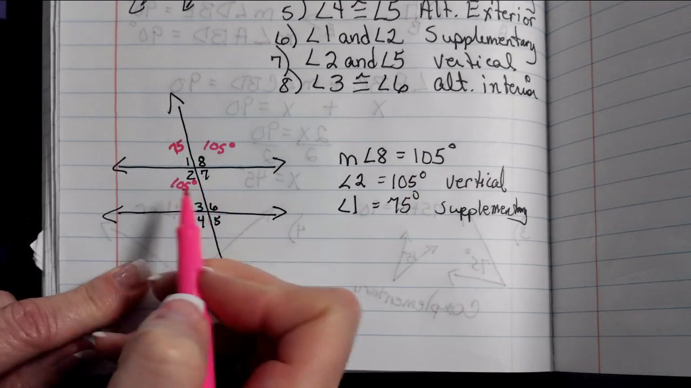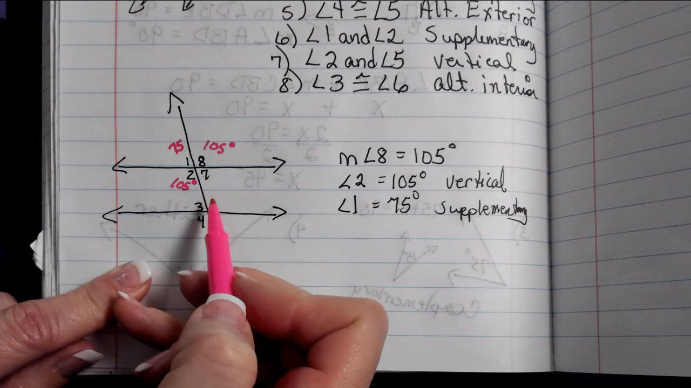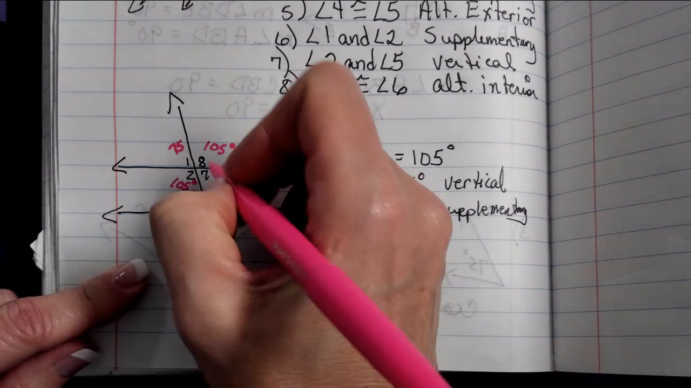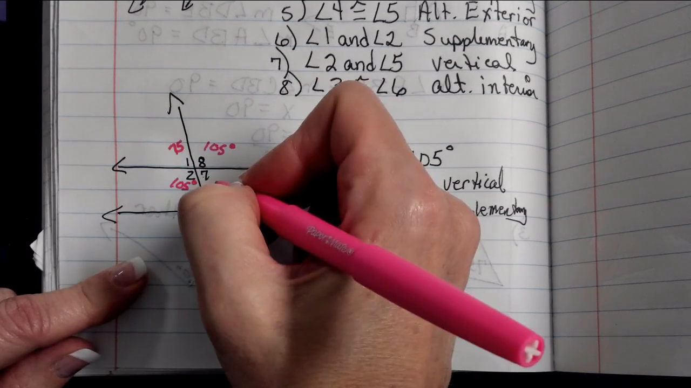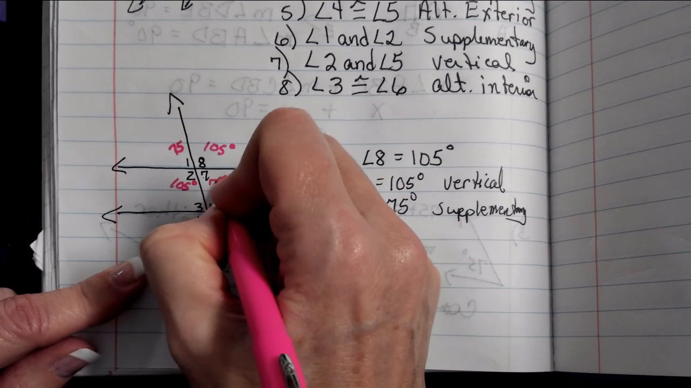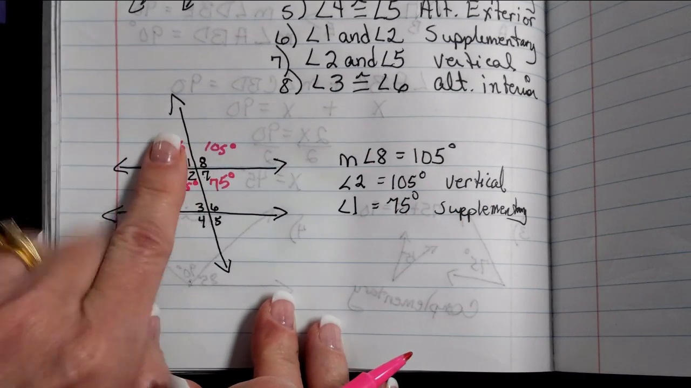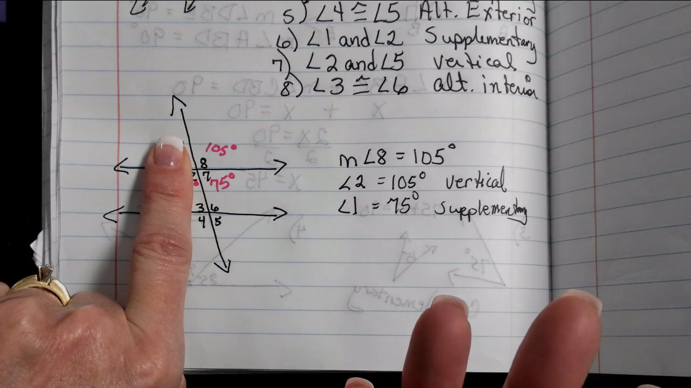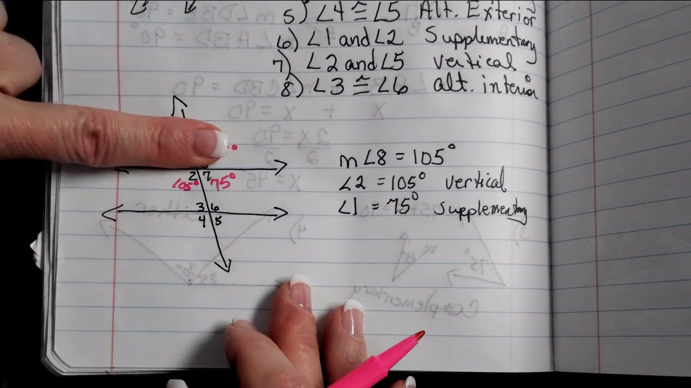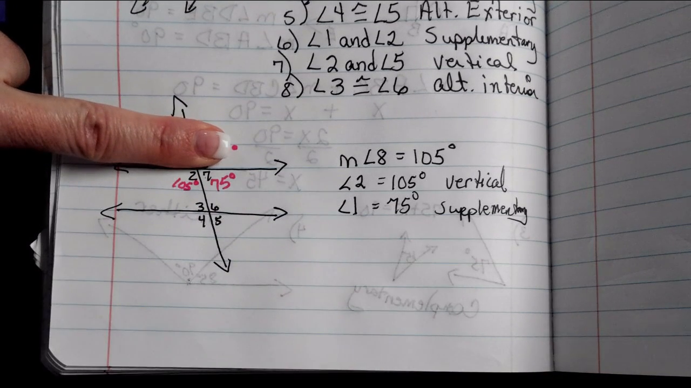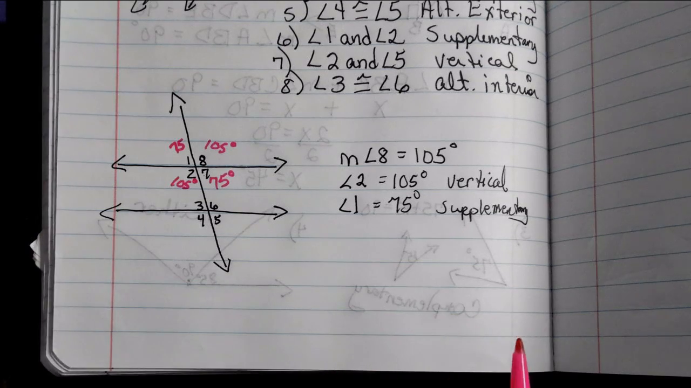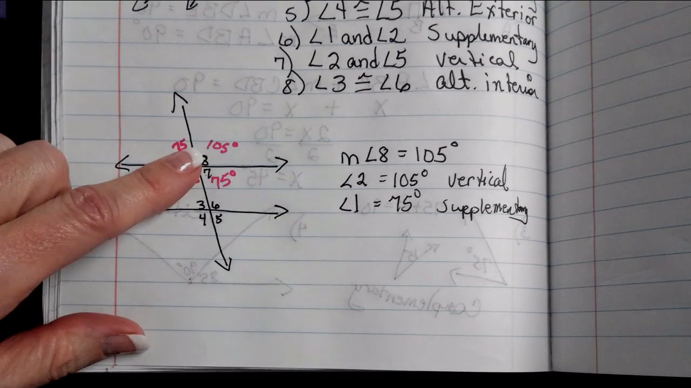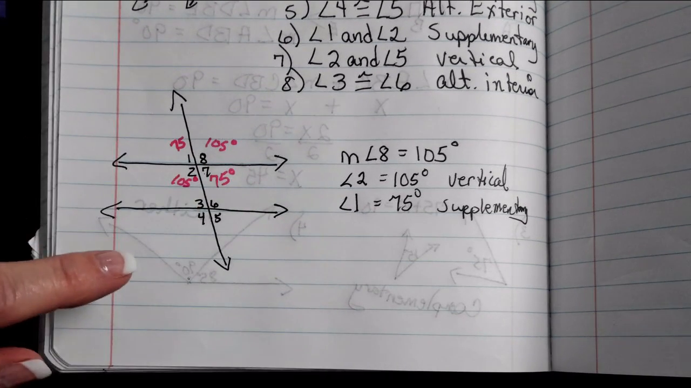All right, and then what do you know about angle 1 and 7? They're vertical, so if angle 1 measures 75, what's 7 got to measure? 75. And would that work, because 7 and 8 are supplementary? Yes. Do they total 180? Yes. Are 2 and 7 supplementary? Do they total 180? Yes. Okay. Then how does any of that help me get down to the bottom line?